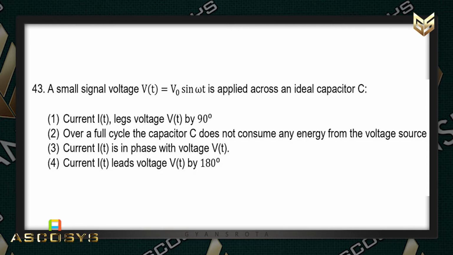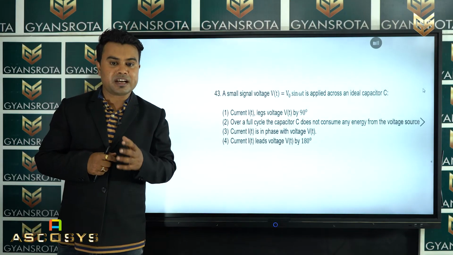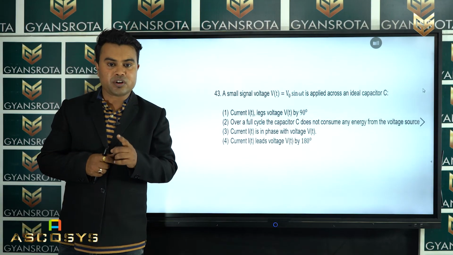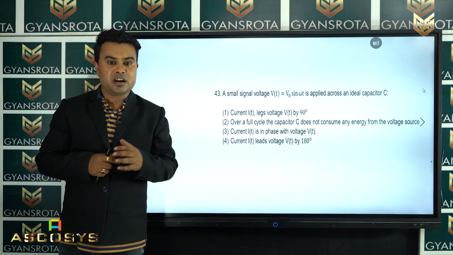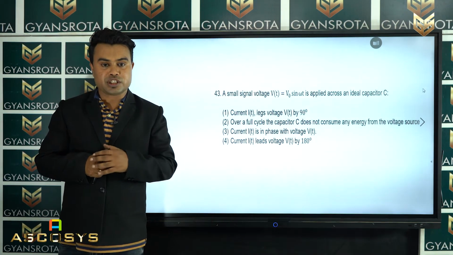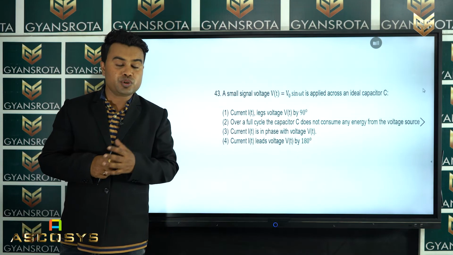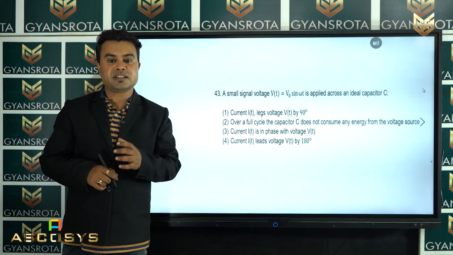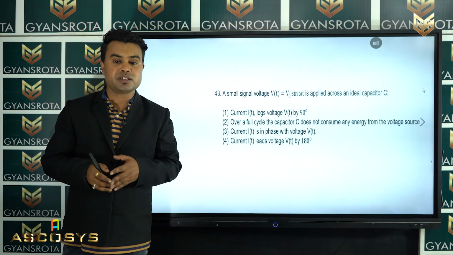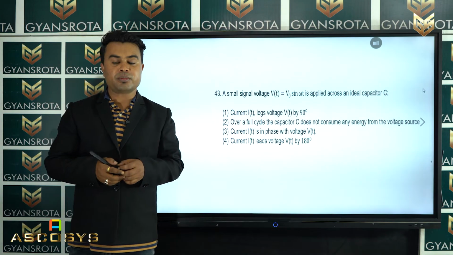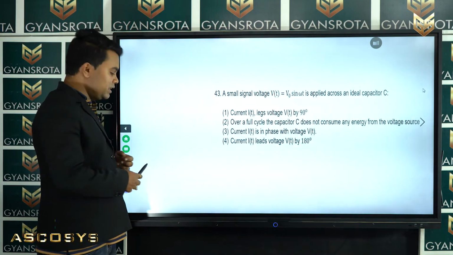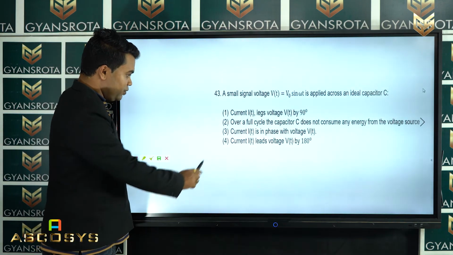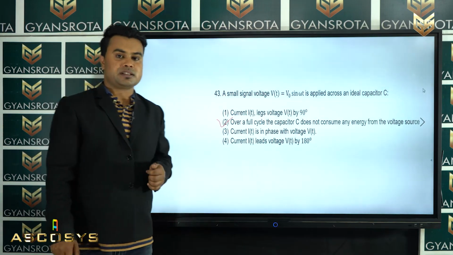Number 3, current I is in phase with the voltage, no. Number 4, current leads voltage by 180 degree. We know in a capacitor current leads the voltage, but how much? It cannot be 180 degree directly. Here the current leads the voltage, therefore the average power consumed in the whole circuit will be 0. So over a full cycle, the capacitor C does not consume any energy. If the power is 0, energy consumed from the voltage source will also be 0. So option 2 will be the correct answer, right.